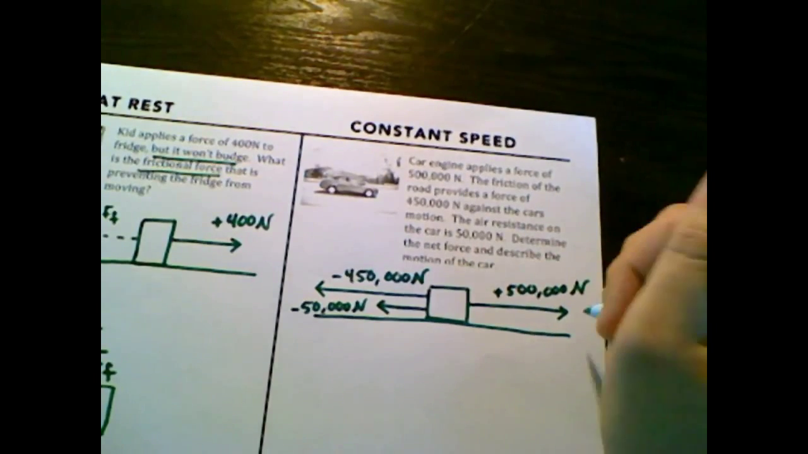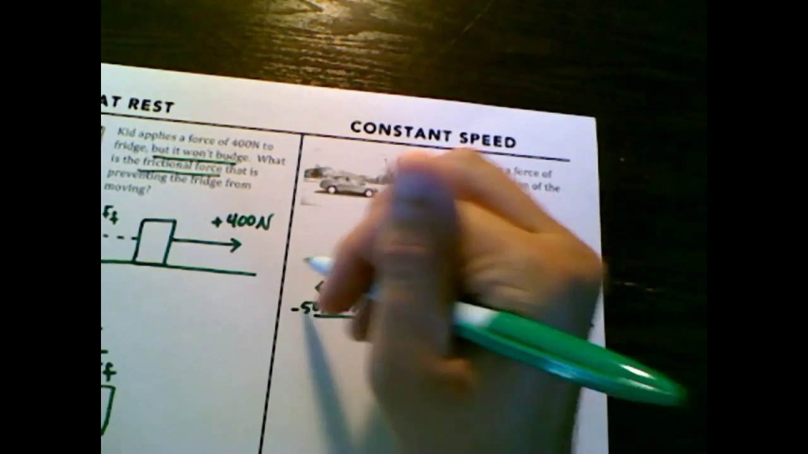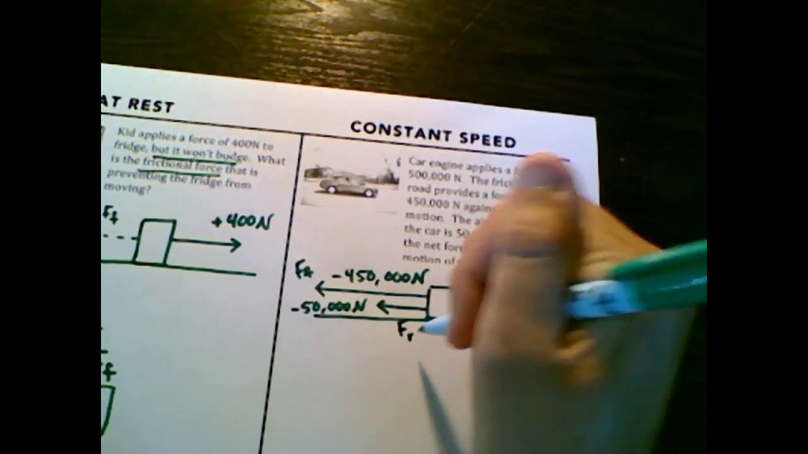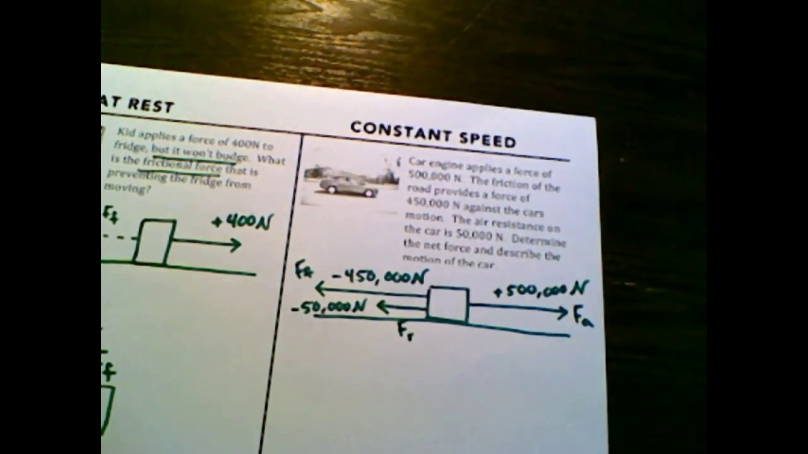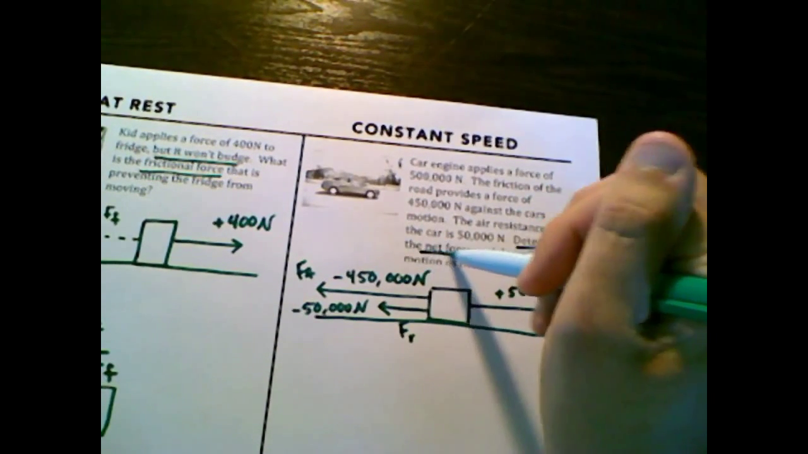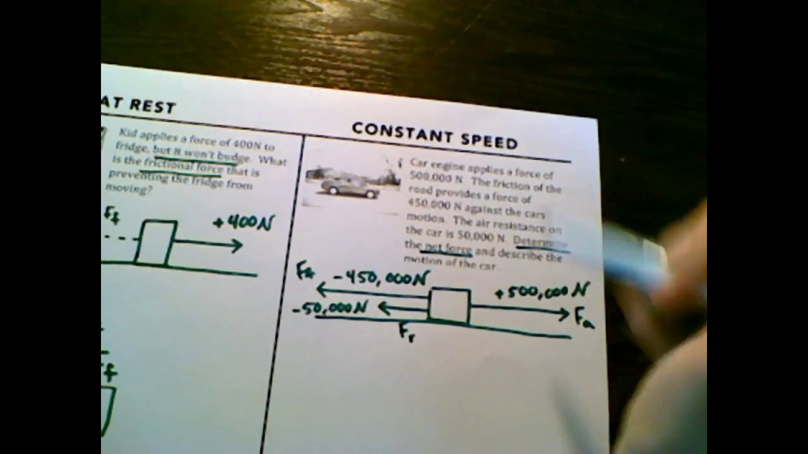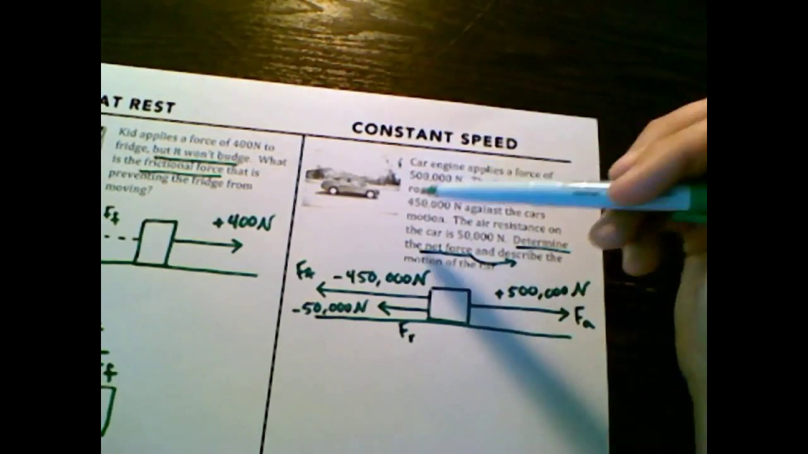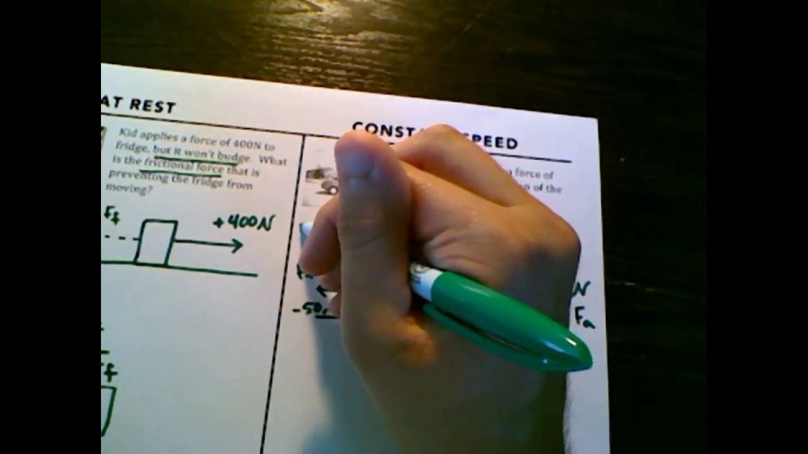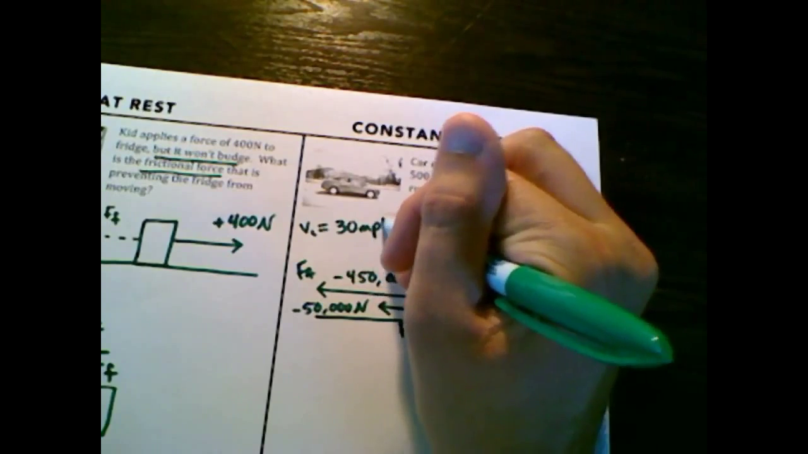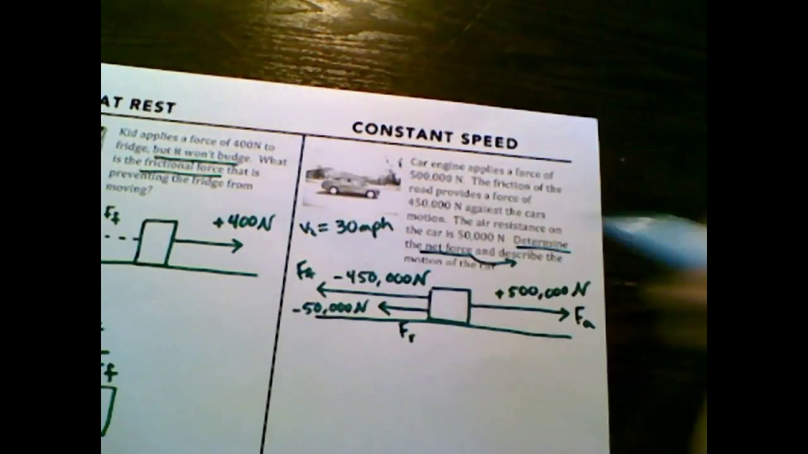Now what I also want to do is label my forces. So here's my applied force, my frictional force, and my air resistance force. I'm just going to make that FR. So what's the goal of this problem? It's to determine the net force and to describe the motion of the car. And from my net force, I can describe the motion of my car. Oh, and one thing is that your sheet is going to say that this is initially traveling at 30 miles per hour. Mine doesn't, but I'm going to write that in. My velocity initial is 30 miles per hour.